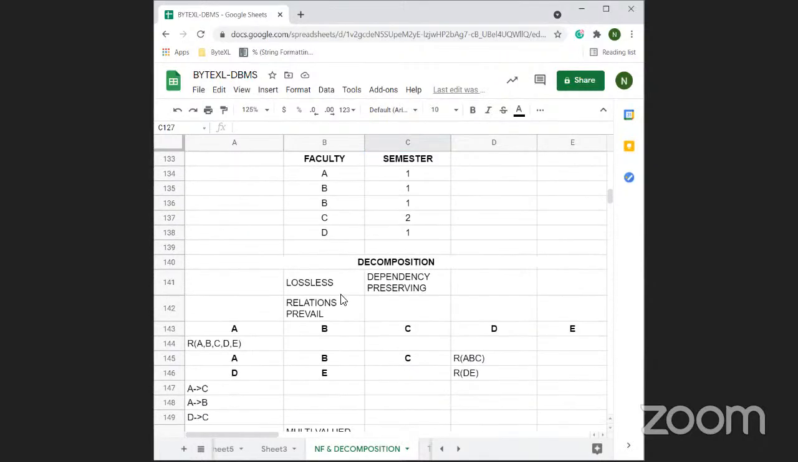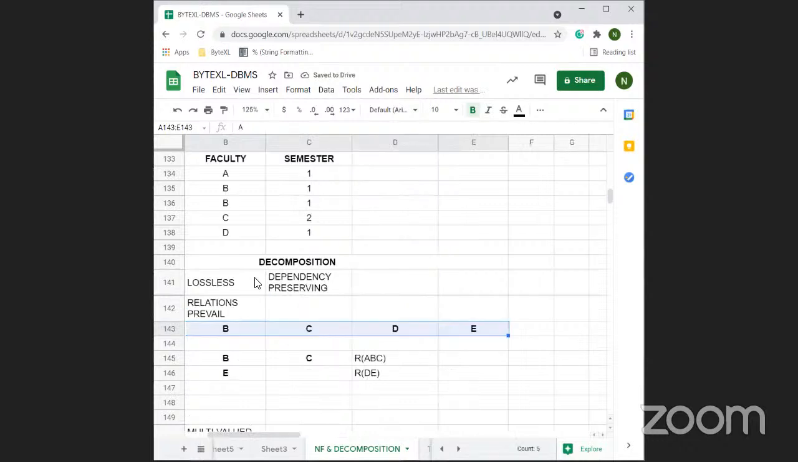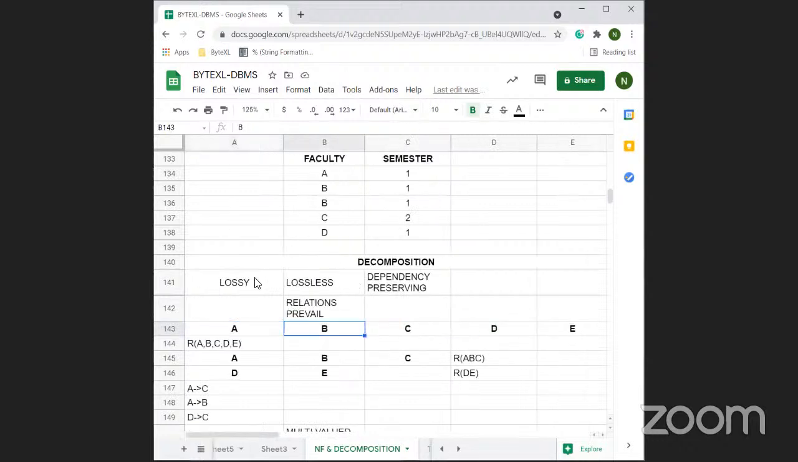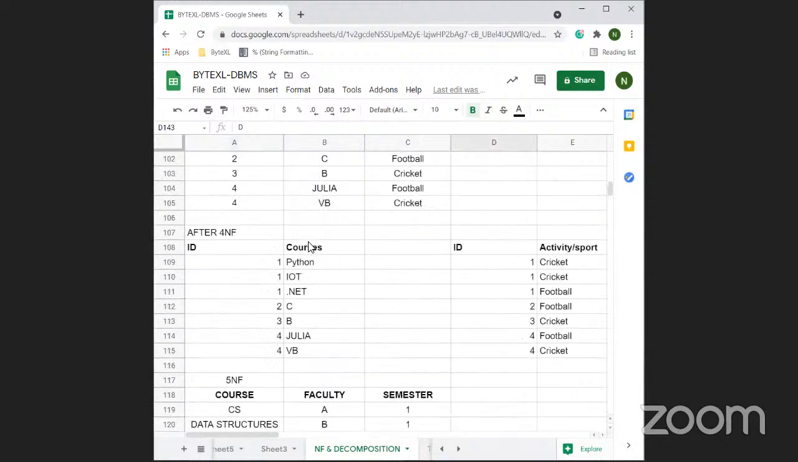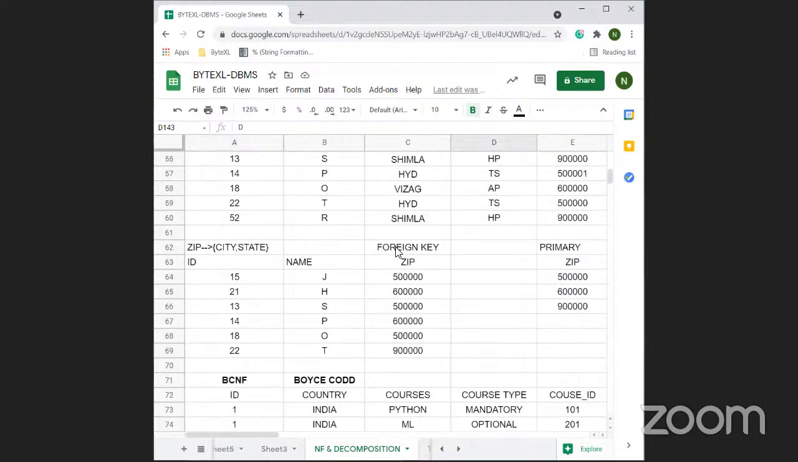To complete this concept, all this normalization, whatever we have done, we are separating them into tables. It is called decomposition. Decomposition is of 2 forms, lossless and lossy. What do we mean by lossless and lossy? When A, B, C, D, E are in one table, B is dependent on A. Okay, I think I can directly take this zip code table.